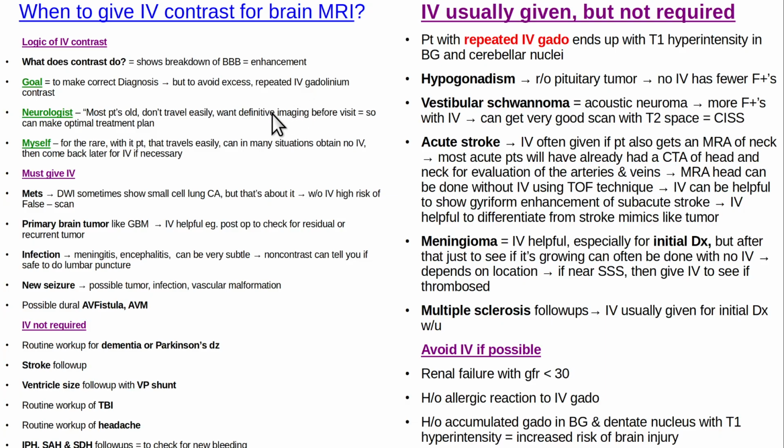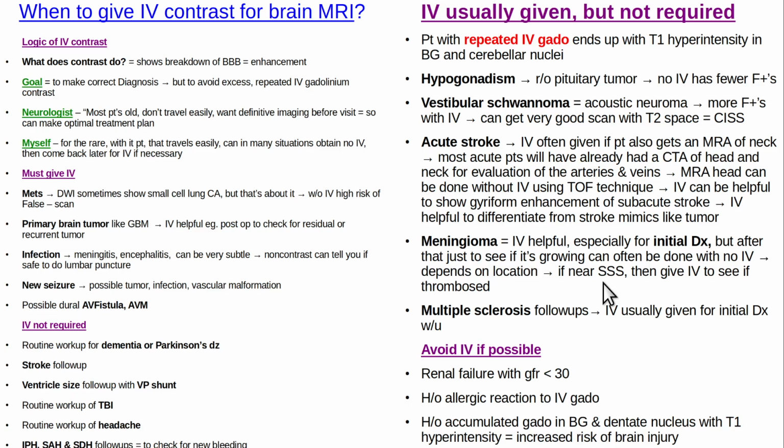And a lot of times on the follow-up, if you're following something like a meningioma, it's a common benign tumor intracranial, you already know where the tumor is. The question is it bigger or not? So I would say most of the time you don't necessarily need the IV. But don't get me wrong, there are exceptions. There's a nuance to all this.